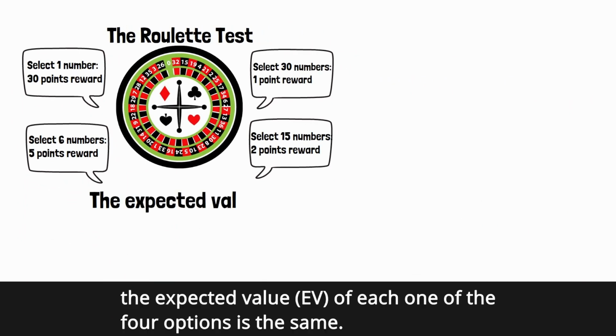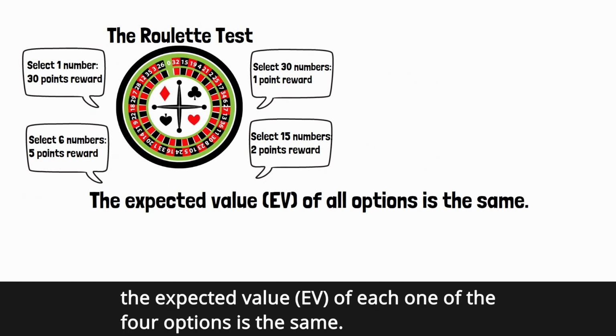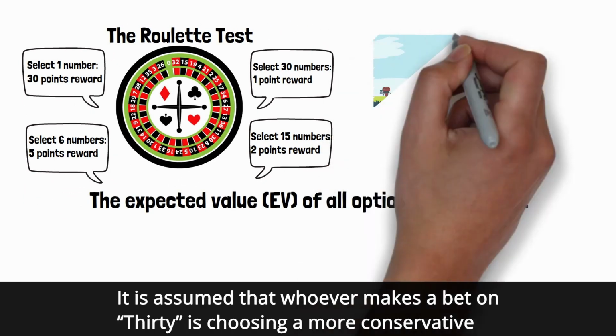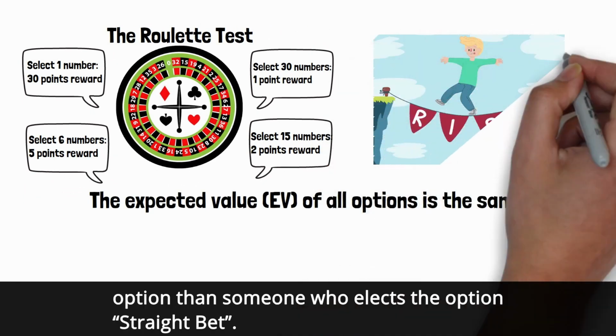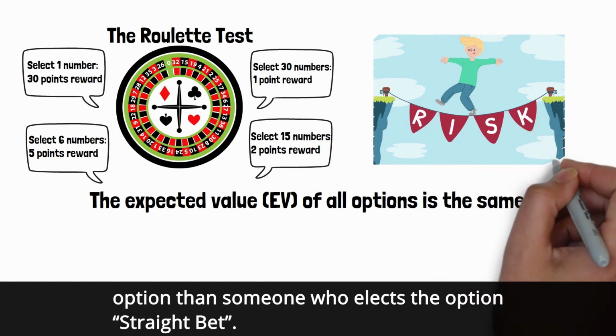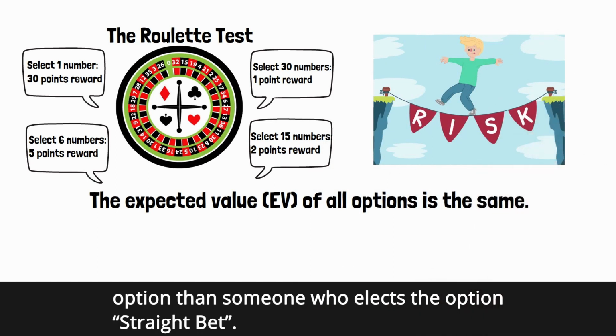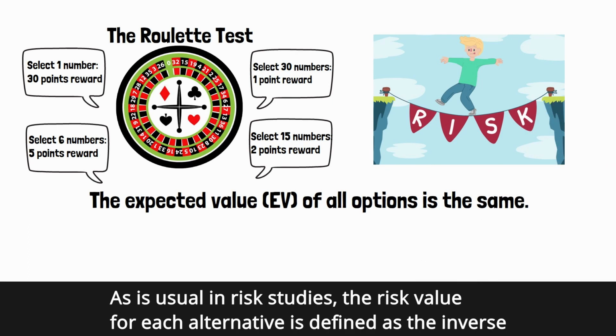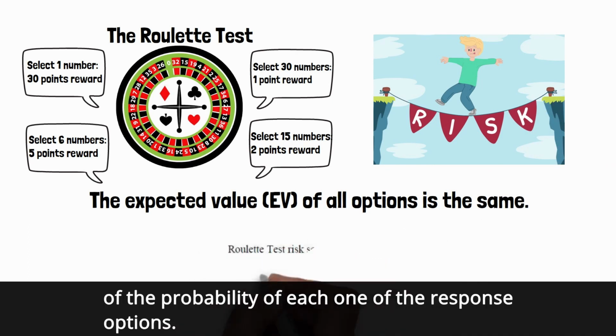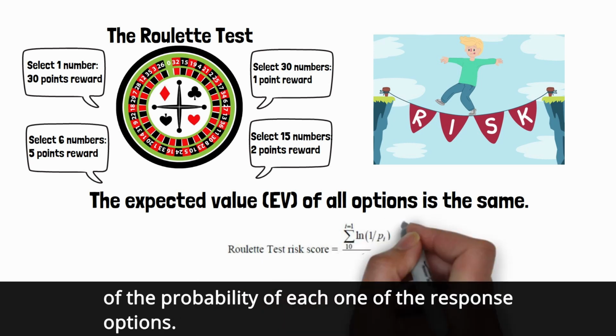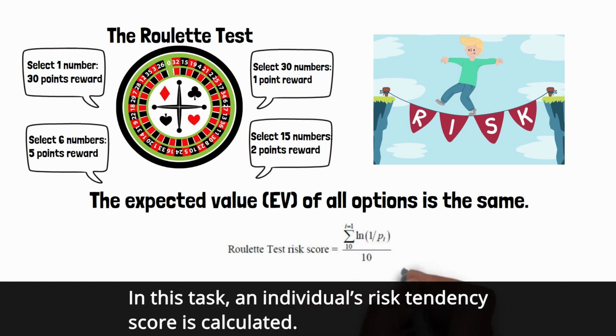The expected value, EV, of each one of the 4 options is the same. It is assumed that whoever makes a bet on 30 is choosing a more conservative option than someone who elects the option, straight bet. As is usual in risk studies, the risk value for each alternative is defined as the inverse of the probability of each one of the response options. In this task, an individual's risk tendency score is calculated.